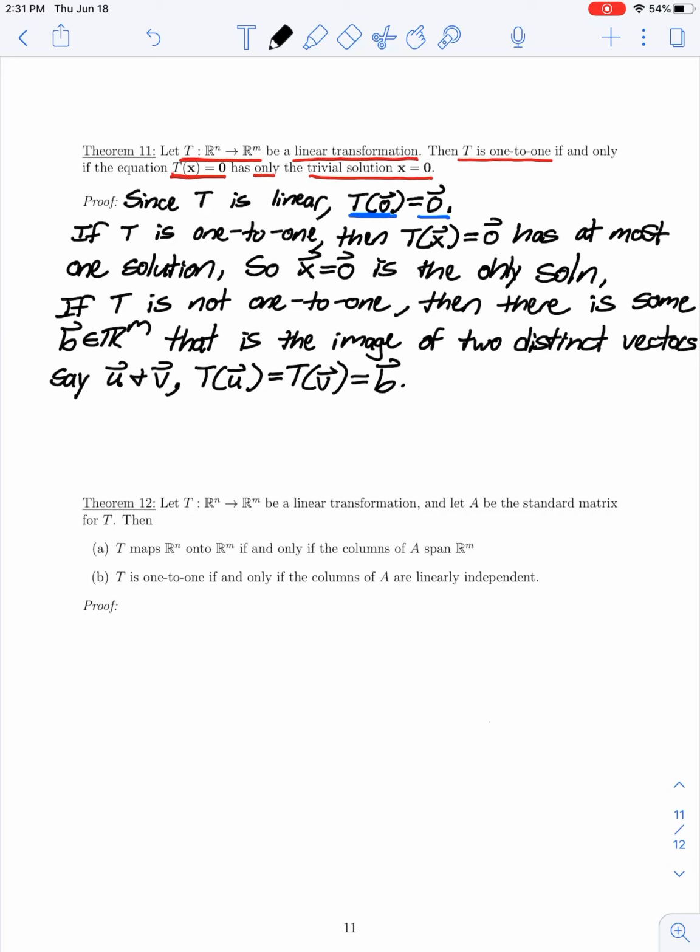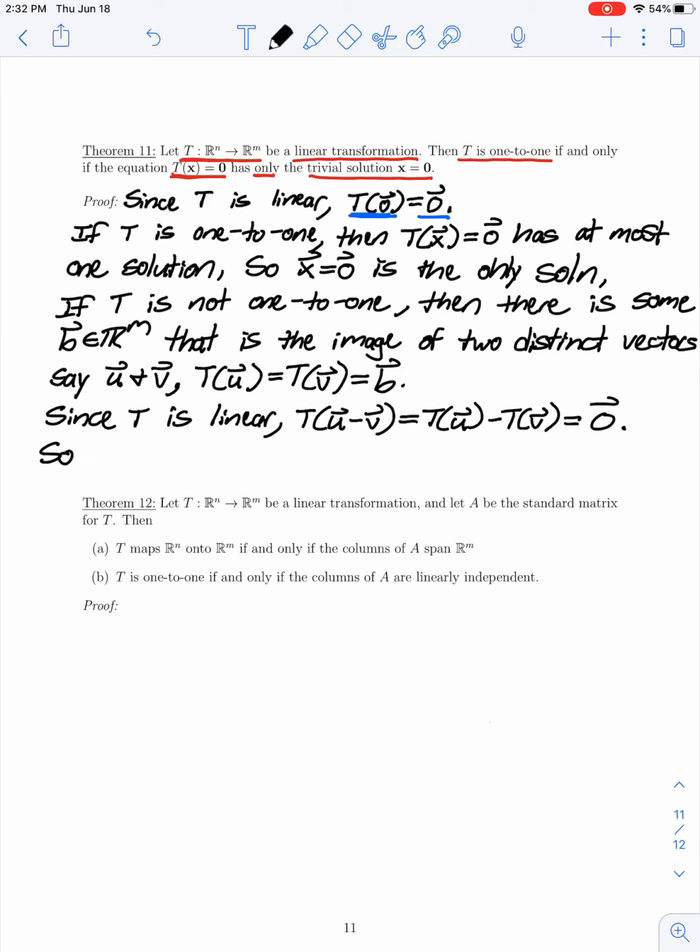Now, since T is linear, we know that T of U minus V is equal to T of U minus T of V. But since T of U and T of V were equal to each other, they both had B as an image, the difference leaves us with a 0 vector.